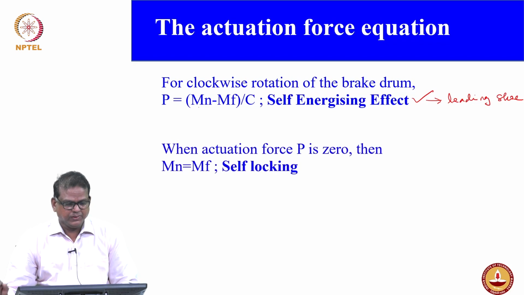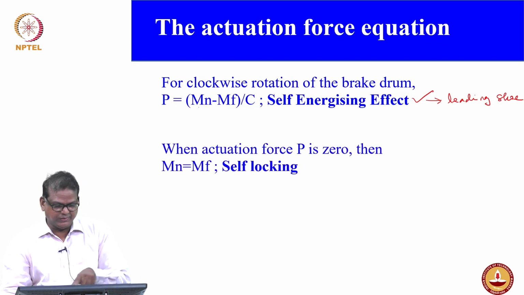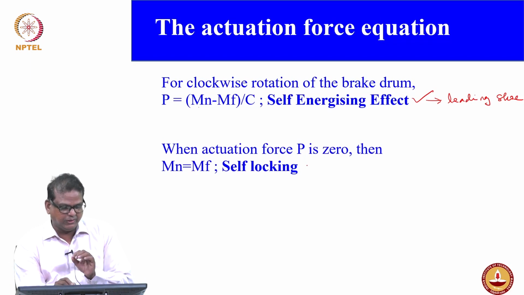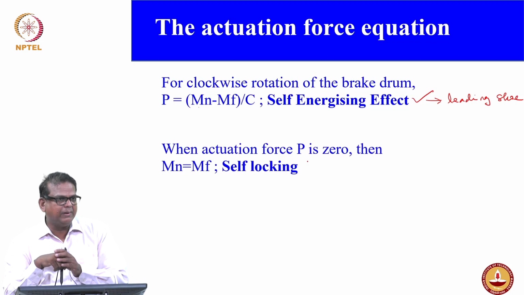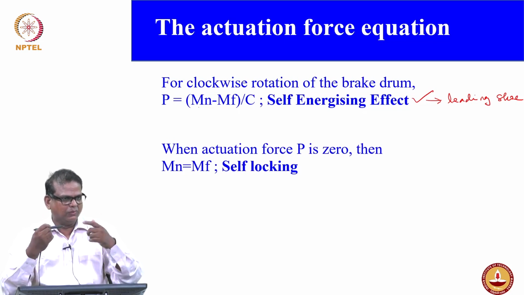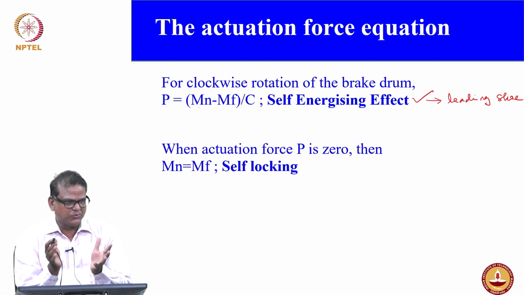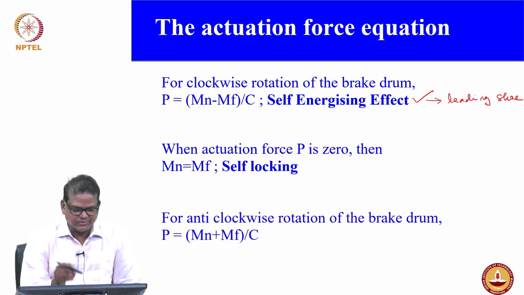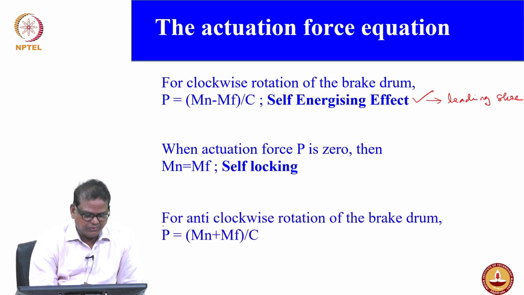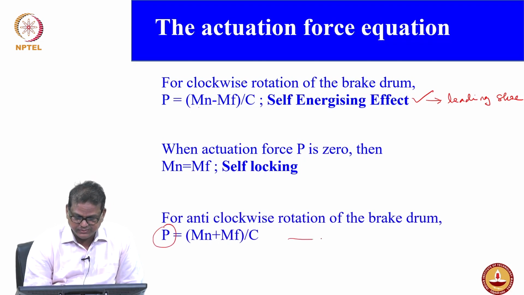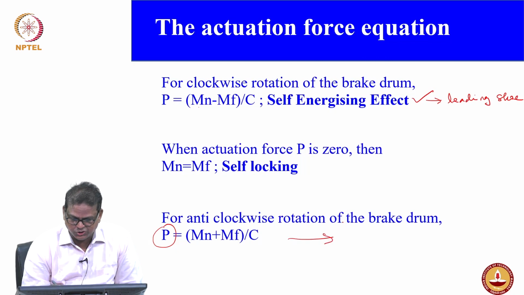Then another one: when the activation force is 0, obviously Mn equals Mf. So obviously you can't run, so you will have a stalling. Only the wheel runs, the vehicle won't move. So that is not advisable. The third aspect is where the sign will change. That means you need to have a larger activation force, Mn plus Mf by c. This is for the trailing shoe.